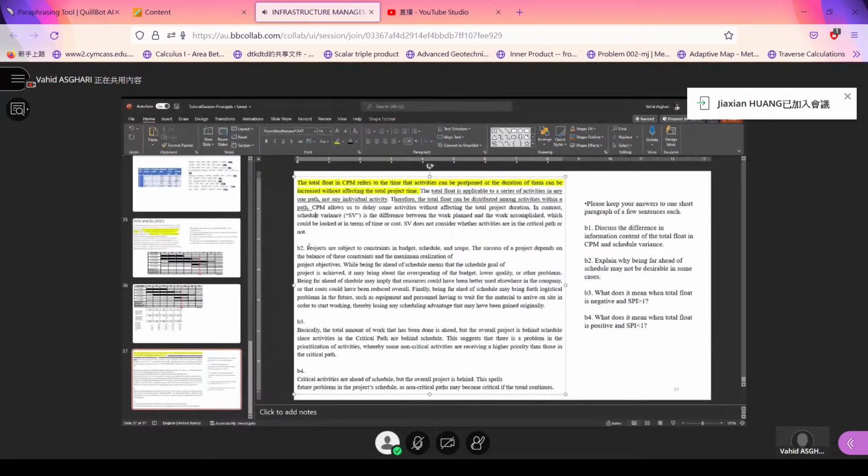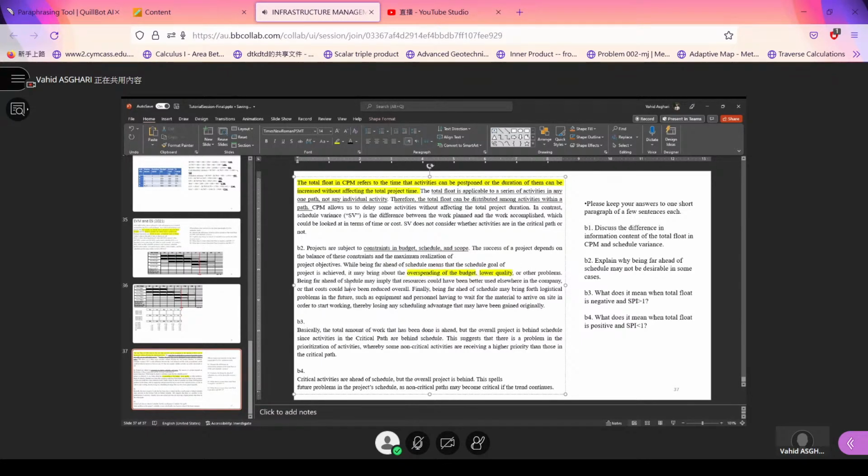So let's read it. Projects are subject to constraint in budget, schedule, and scope. Yeah, okay. Even if you didn't write this first sentence, nothing would happen. The success of a project depends on the balance of these constraints and the maximum realization of the project objectives. While being far ahead means the scheduled goal of the project is achieved, it may bring about the overspending of the budget. That's one key point. Lower quality, that's another key point, or other problems.